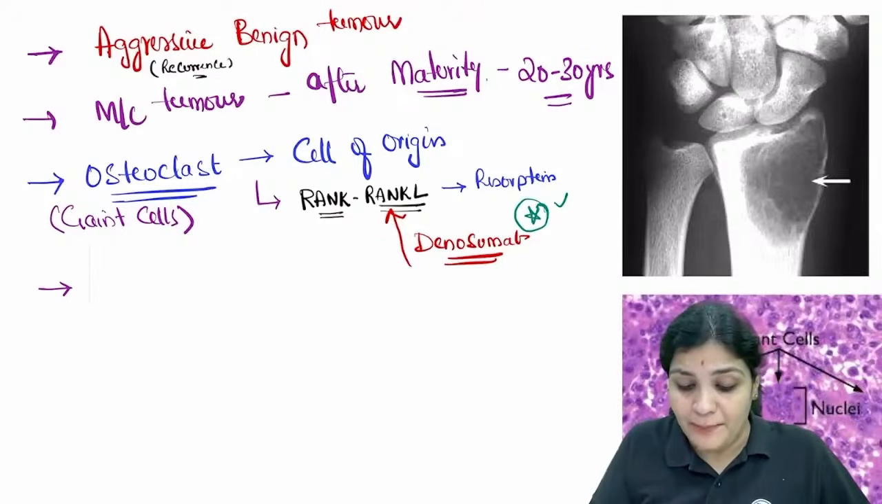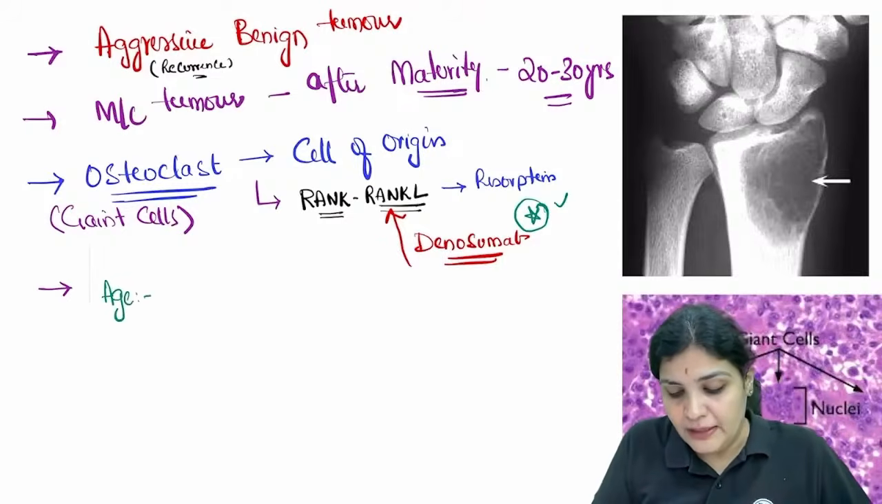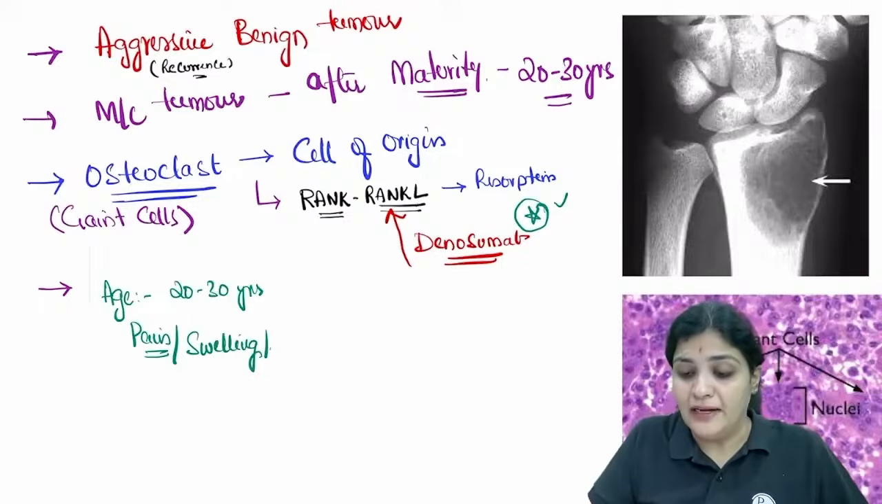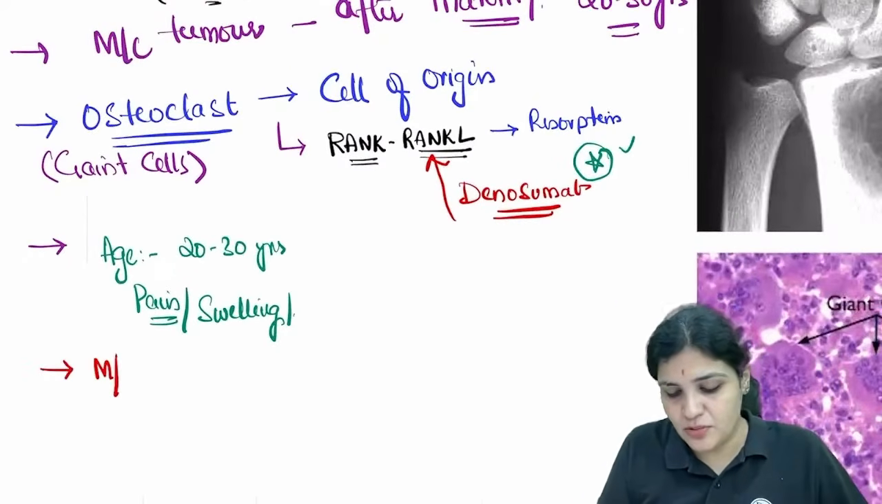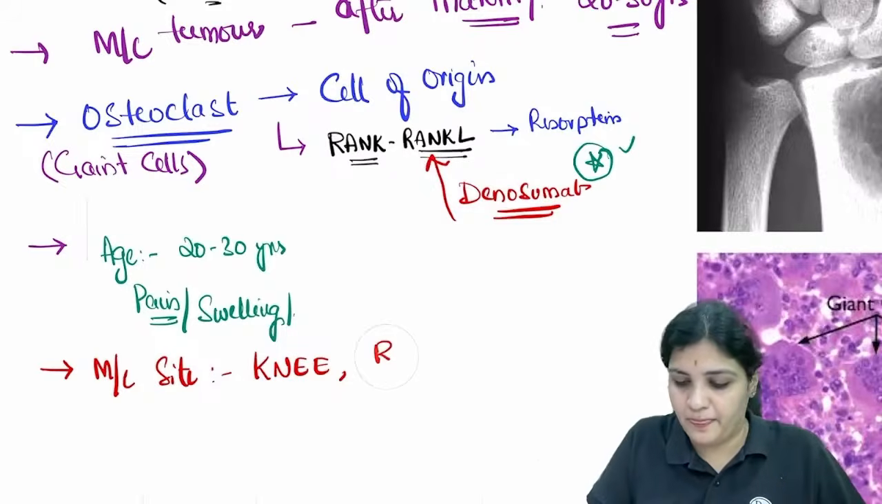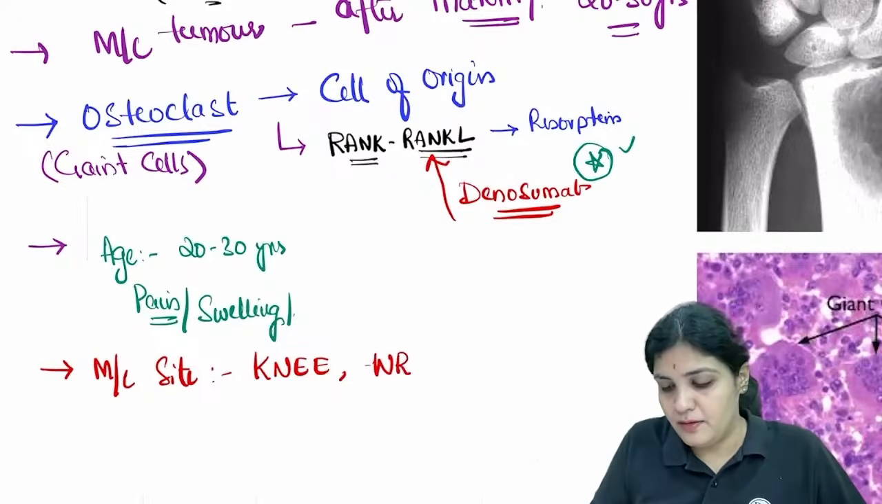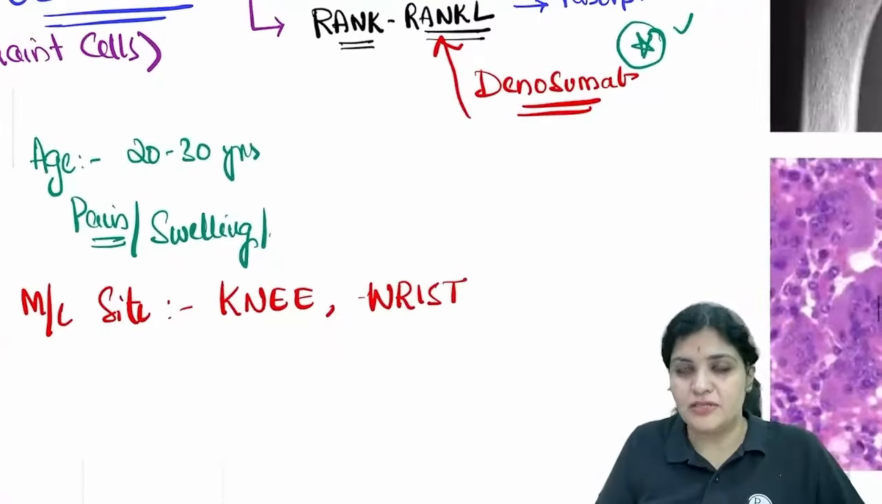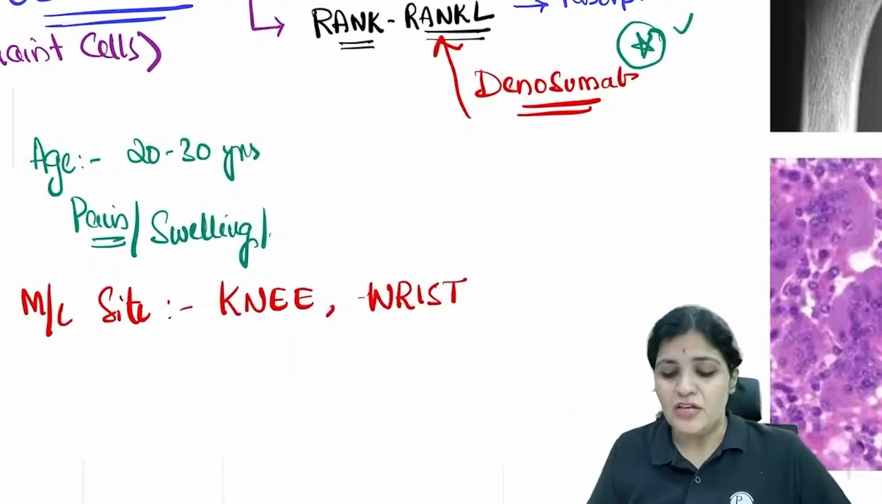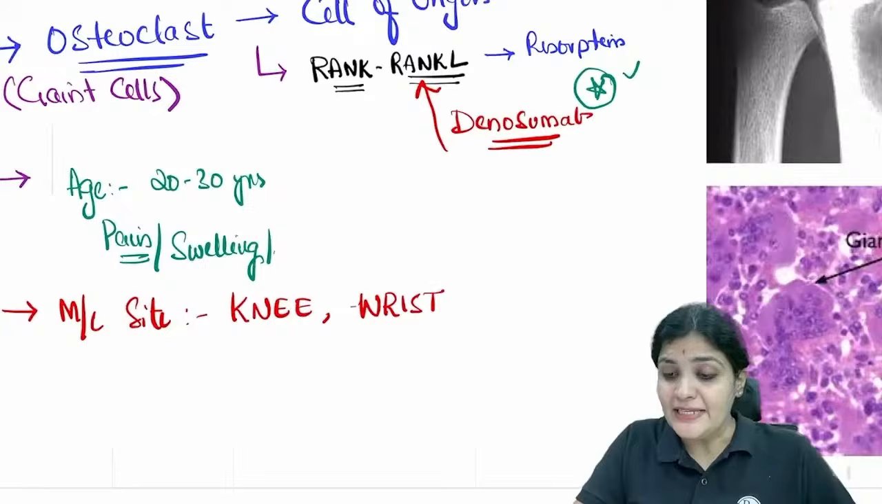So here what happens is the patient comes with the symptoms of pain, right? Swelling, right? So here before that, what is the most common site? This you have to remember. The most common site is your knee, right? And then your radius or the wrist. So in the knee, it is either the femur or the tibia, but most common again it is the femur. So the knee is the most common site, and where exactly in the bone?